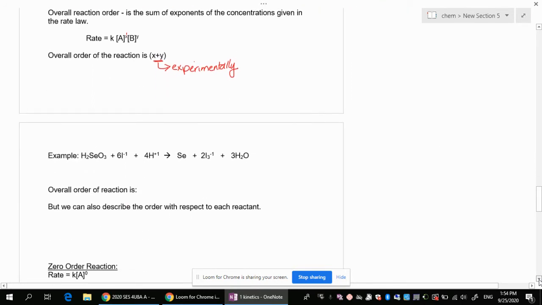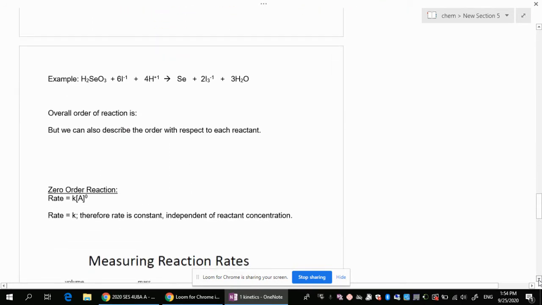So the example that we're going to look at today is the following. You've got selenous acid reacting with iodide and some acid, and you get selenium, I3, and water. Experimentally, it was found that the overall reaction order was sixth order. So how did they figure that out? They experimentally manipulated the concentrations of each entity and then studied how that impacted the rate of the reaction and came up with a rate law equation.